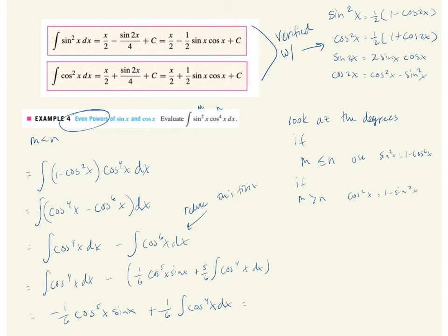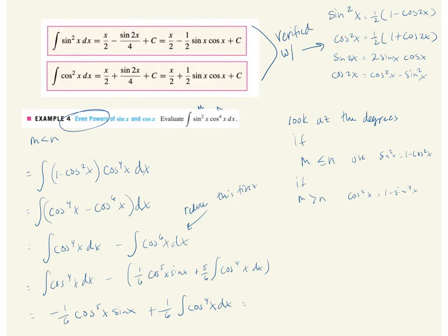So in this case, m is less than n, so the sine exponent is less than the cosine exponent. So we are going to replace sine squared with 1 minus cosine squared x. This turns everything into a cosine. Right, we can expand it, and we have now two integrals of cosine to the 4th x minus cosine to the 6th x.